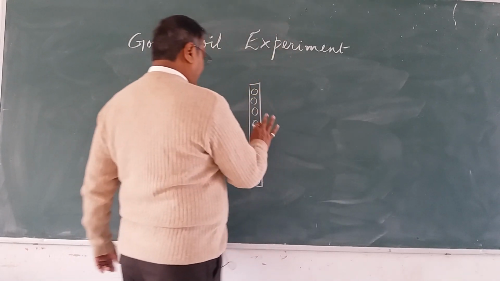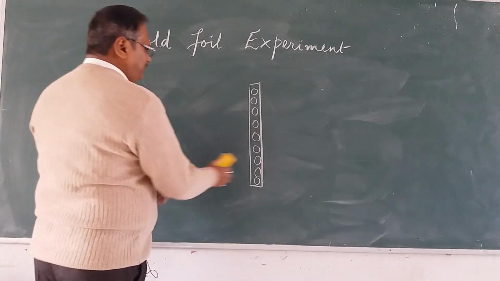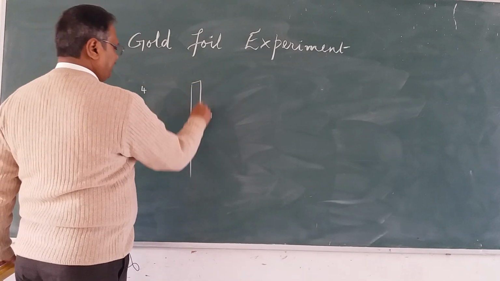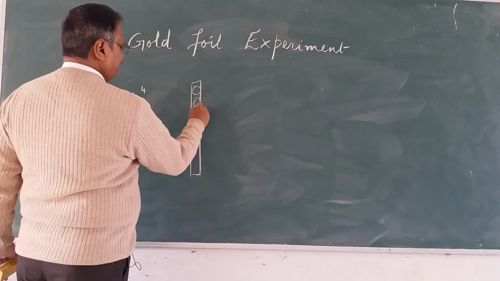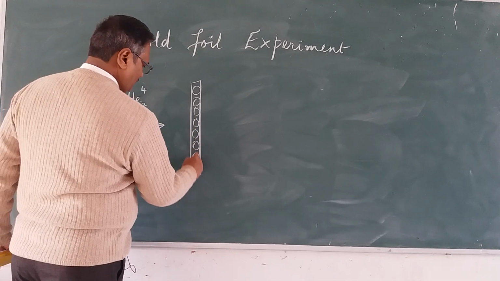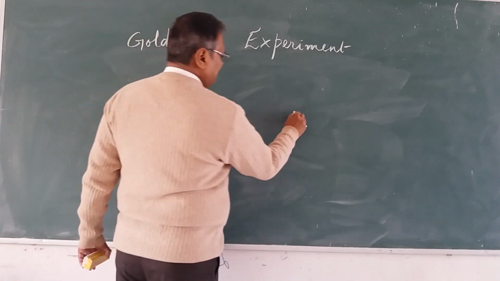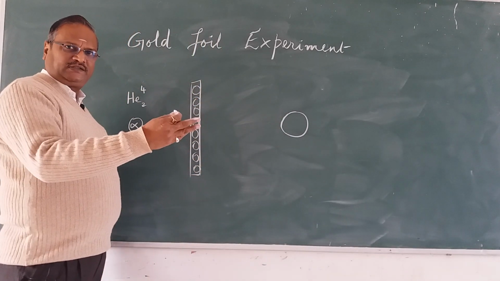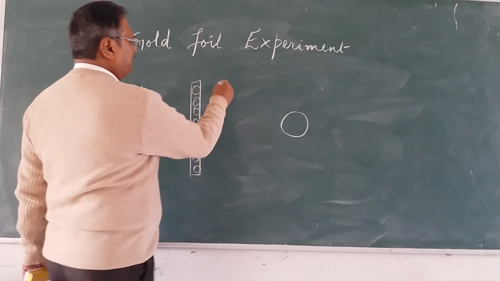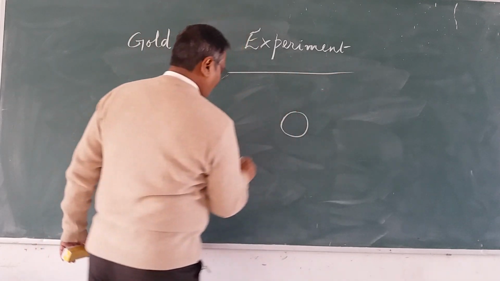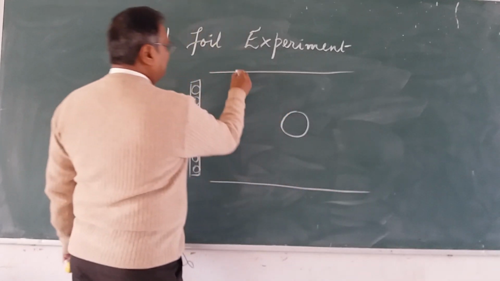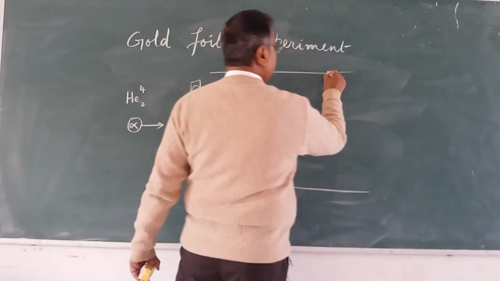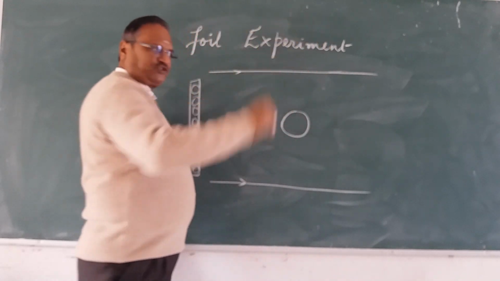Let me just draw it here. What is the observation? If you want, let us take the gold foil a little closer. The observation is that the majority of the alpha particles went without deviation. Nothing happened to these alpha particles. They just went straight past, the majority.